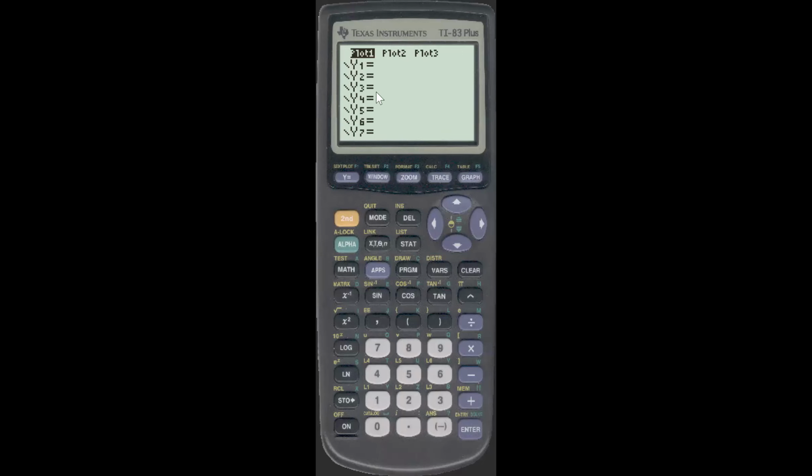Click on Y equals. Do you have anything in here in Y equals? Yeah, it says 1 OG. Okay. Clear that out. All right.